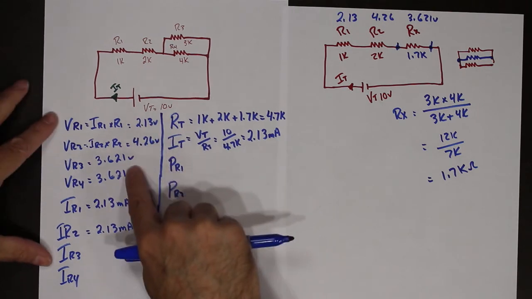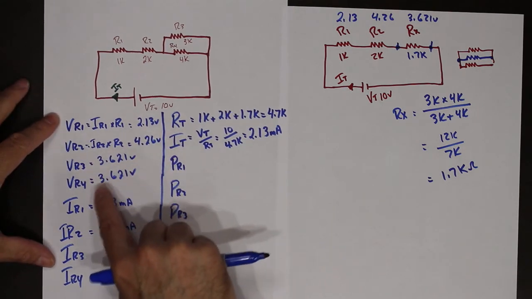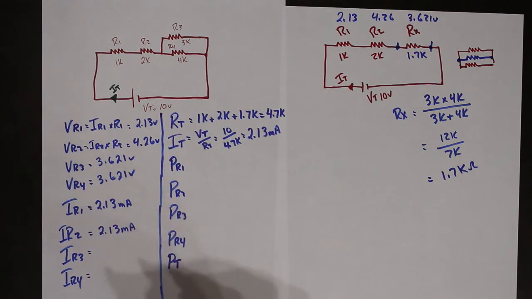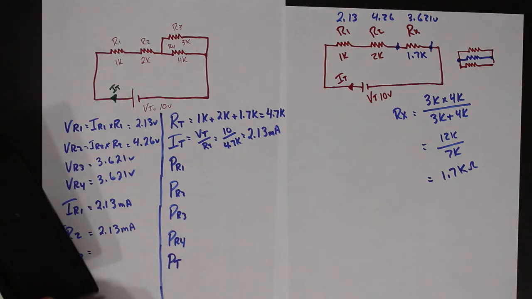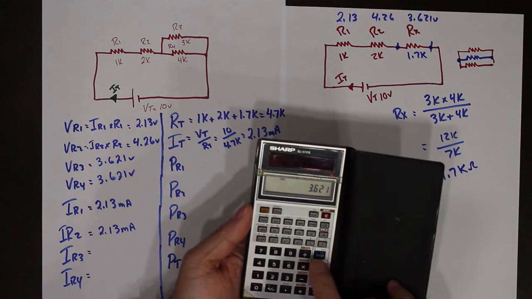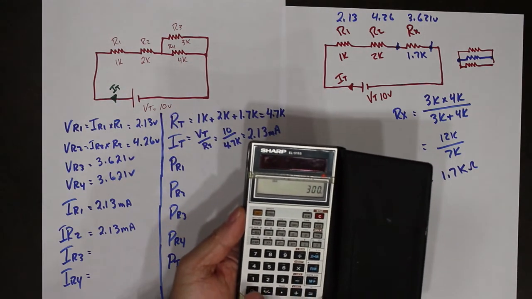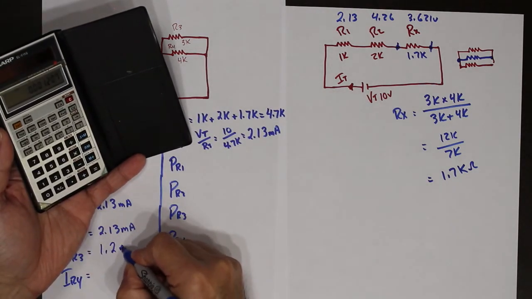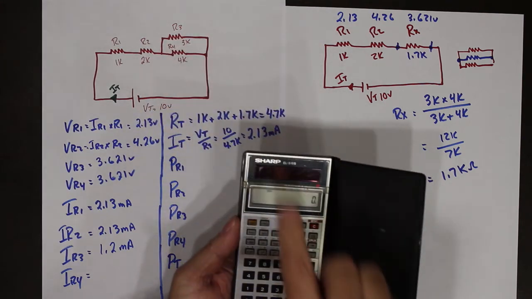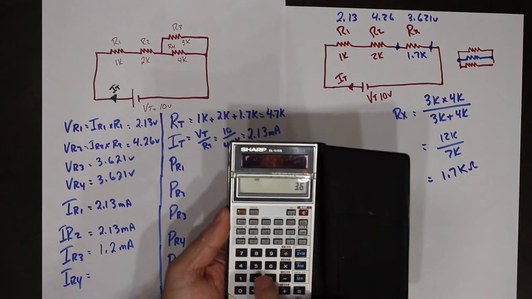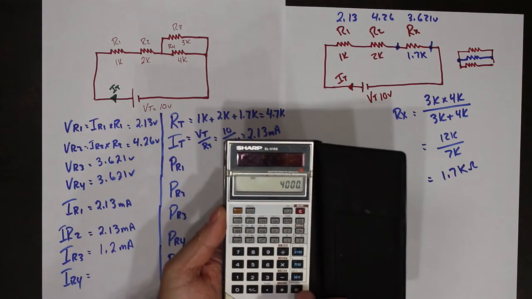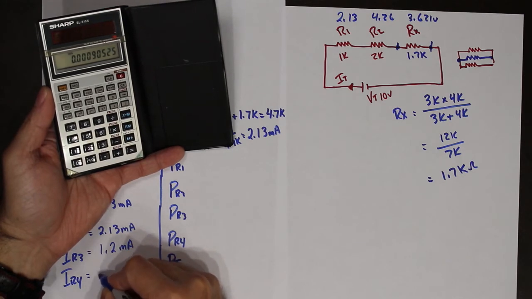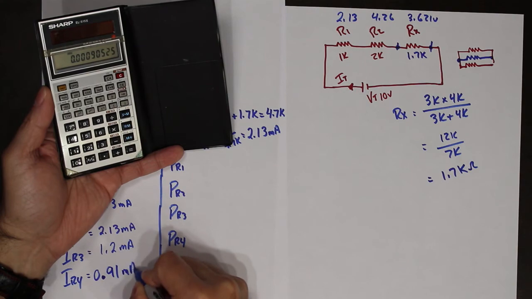Now we can use these voltages that we got, VR3 and VR4, back in this circuit, and we can calculate the currents. So the voltage was 3.621 divided by 3K, 1.2 milliamps, and divided by 4K. So 3.621 divided by 4K equals 0.91 milliamps.